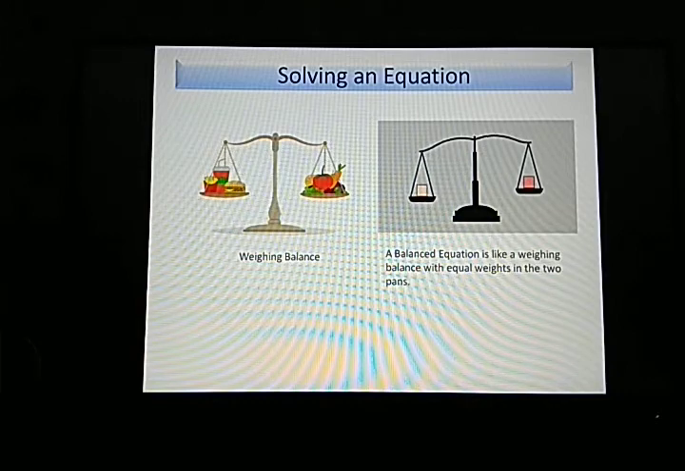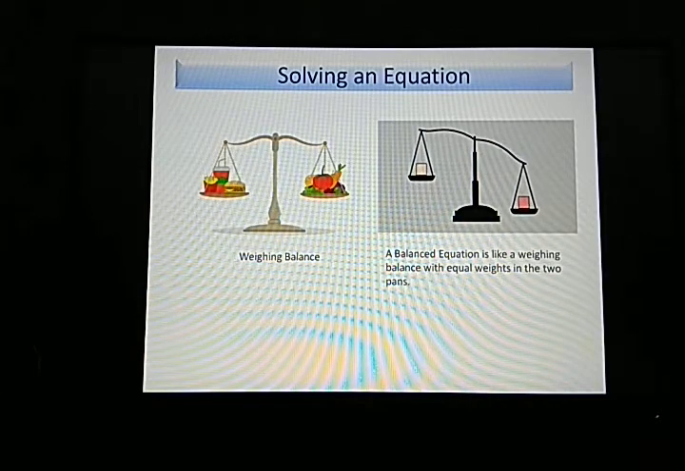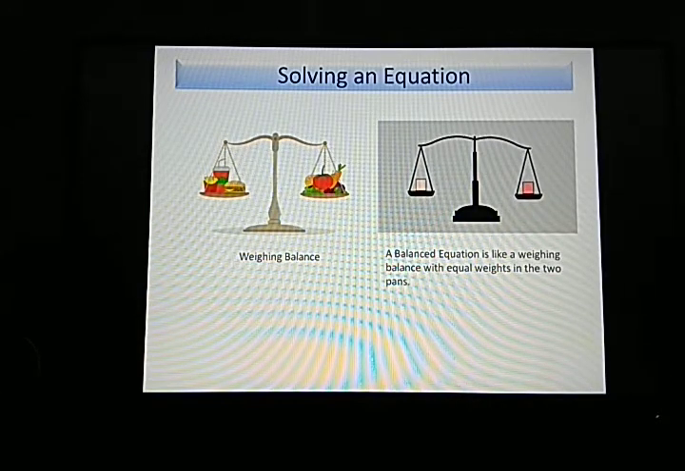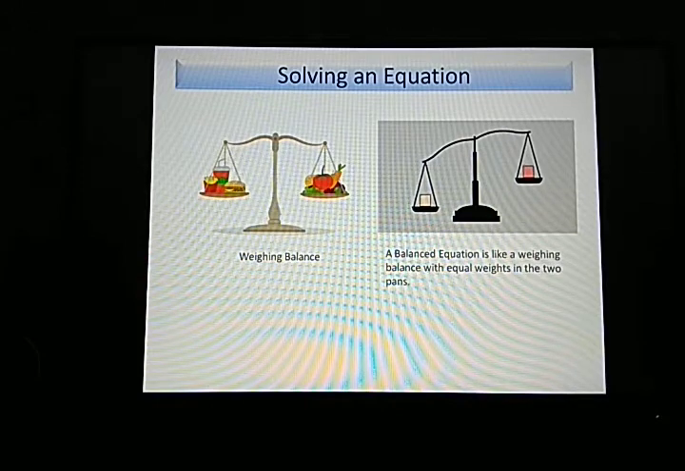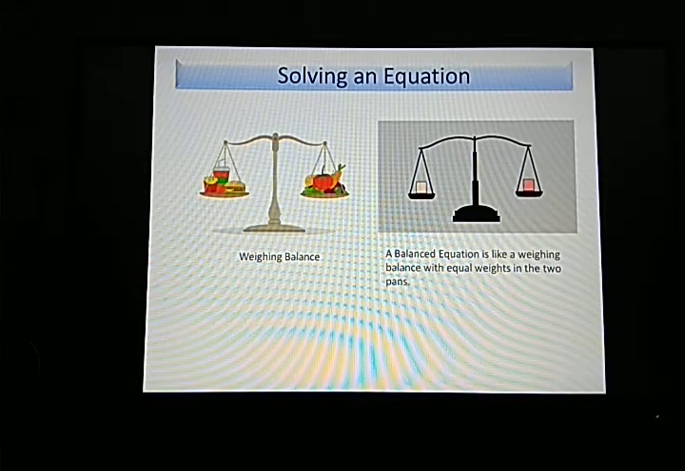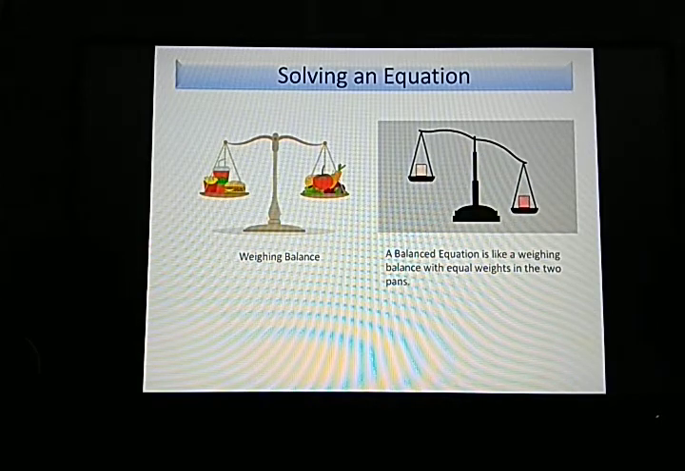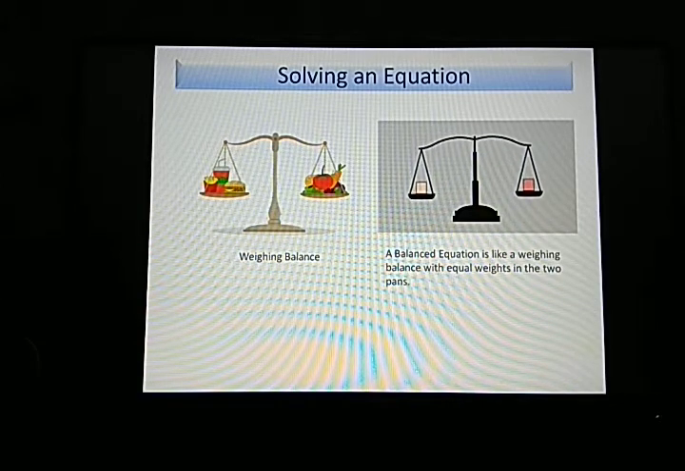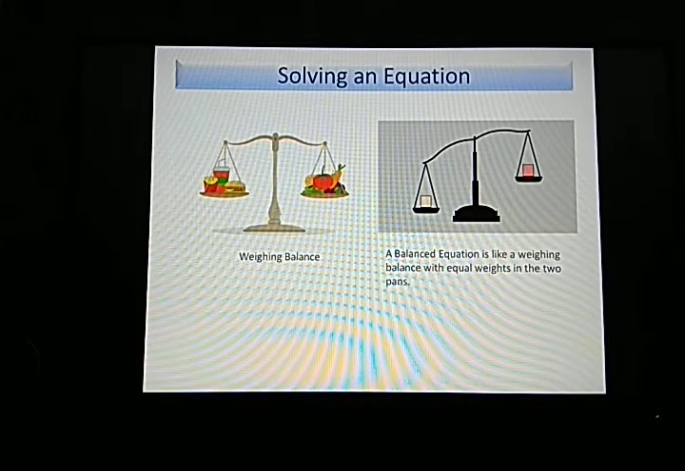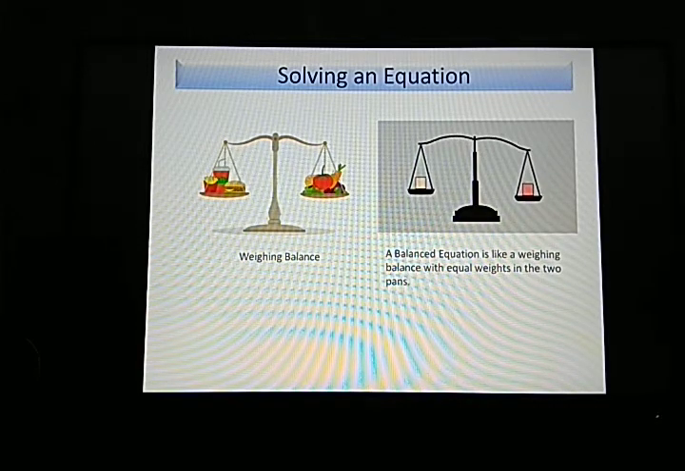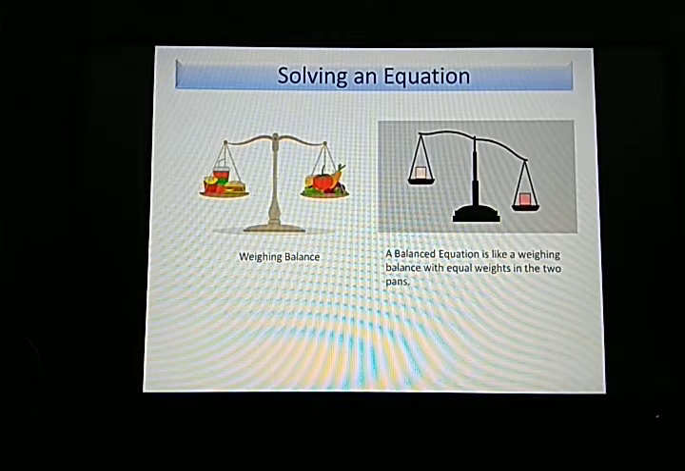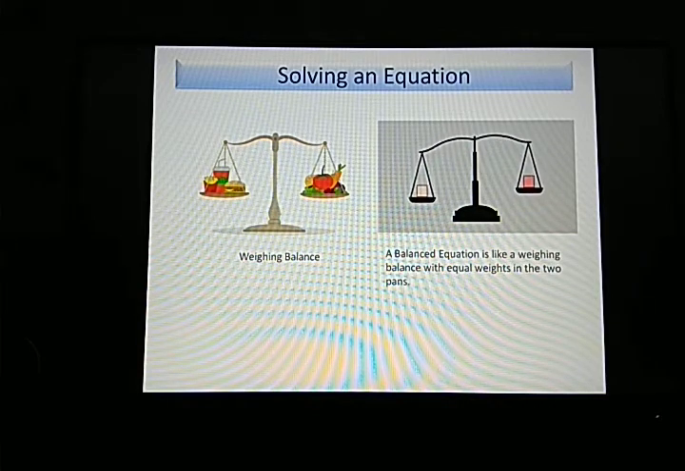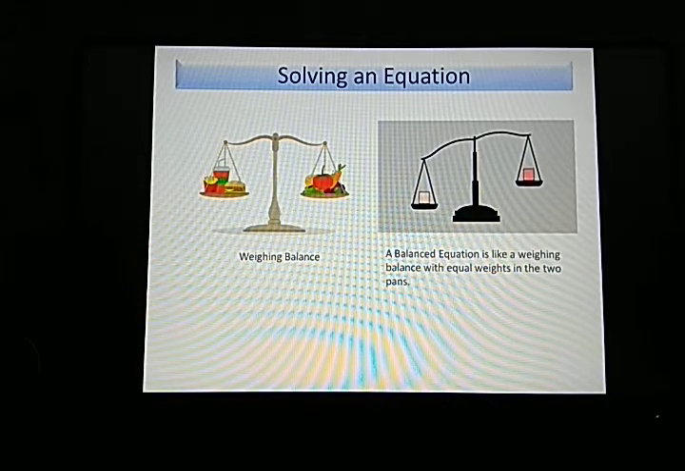So in other words, we can say that an equation is like a weighing balance with equal weights on both the pans, in which case the arm of the balance is exactly horizontal. Yes, it will become horizontal only when both the weights are same, isn't it? So similarly in an equation also, if we add the same weights to both the pans, the arms remain horizontal.